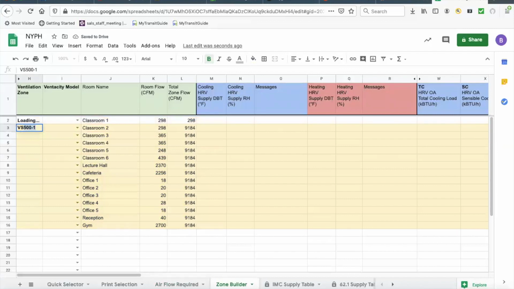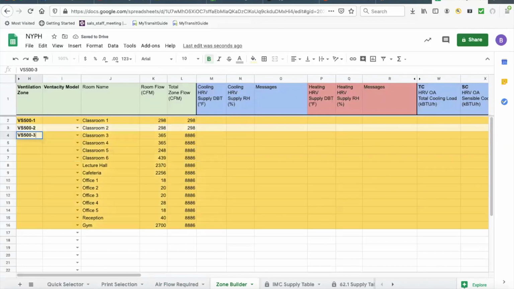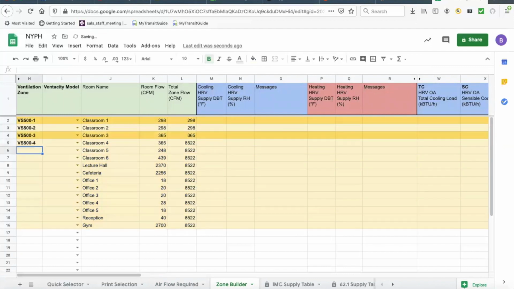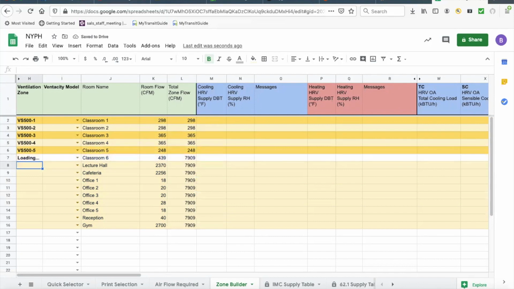I'm going to use 500s with decentralized ventilation for the classrooms. They all are under 500. And those are those individual zones. And you'll see it calculates now. This is my remaining in this zone, call it, that's left, 7,400 CFM.